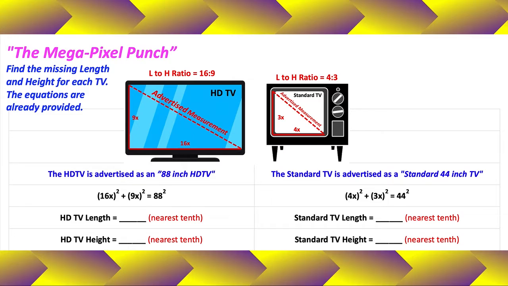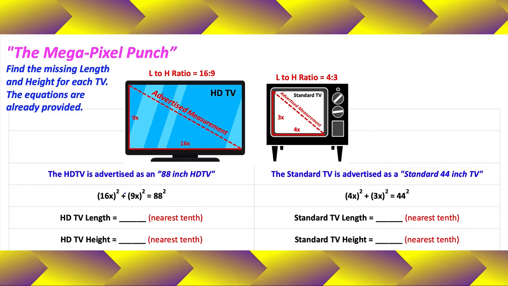The equation's already provided. So, did you know that when they tell you the length of a TV, that's actually the diagonal? So when they say an 88-inch HD TV, that's the diagonal corner to corner. And then same thing with a standard 44-inch, it's the diagonal. So HD TVs have a 16:9 ratio, and then standard definition is a 4:3 ratio.